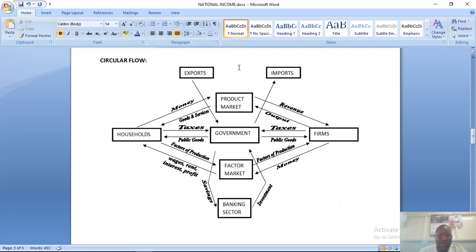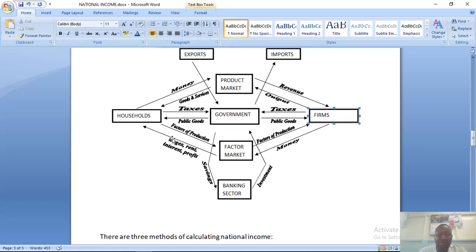So the key players in an economy are households, the consumers, and also firms, who are the producers. But what happens here is that households supply what are called factors of production.